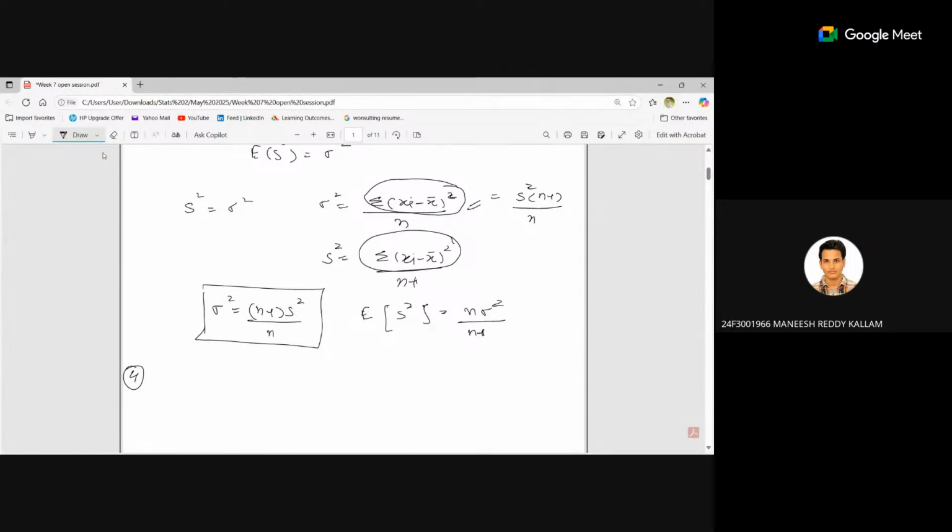We'll discuss in the doubt session. There is a question actually, where their proof is also given. Then they are stating that it is not equal. Expectation of s square is not equal to sigma square is also written at the end. Actually, that was surprising for me.